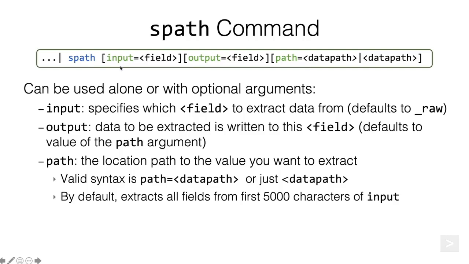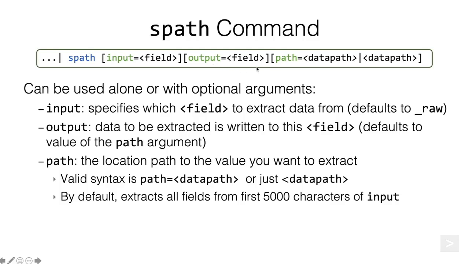Starting off with the input field, this is the field from which the data is being extracted. By default, it is set to _raw, which extracts information from the raw events. There may be instances where we'd like to extract data from a specific field whose values are XML or JSON formatted, which would be an example of providing an alternative field name to the input argument.